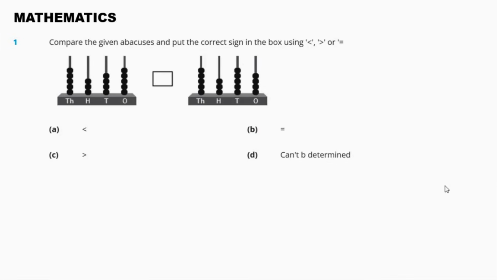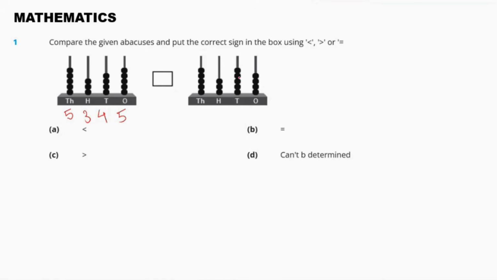Question 1 says, compare the given abacuses and put the correct sign in the box using less than, greater than, or equal to. Okay, so in order to solve this question, first of all, let us find out the number that these two abacus are showing. So for the first abacus, in thousands place, it is 5 beads. In hundreds place, it is 3 beads. In tens place, it is 4 beads. And in ones place, it is 5 beads. So the first number is 5,345.